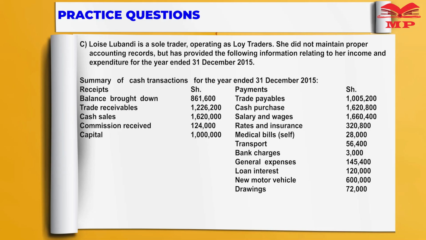We have the receipts: balance brought down, trade receivable, cash sales, commission received, capital. We go to the side of the payments: trade payables, cash purchase, salaries and wages, rates and insurance, medical bill for self, transport, bank charges, general expenses, loan interest, new motor vehicle, drawings.